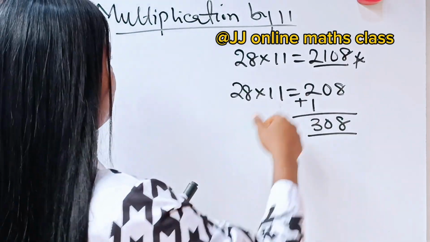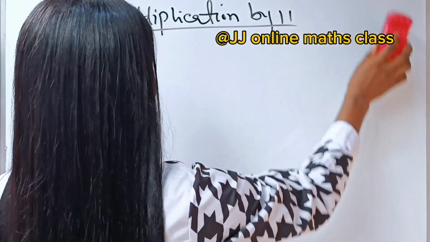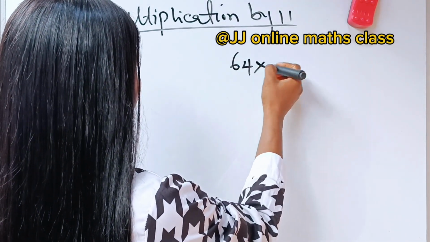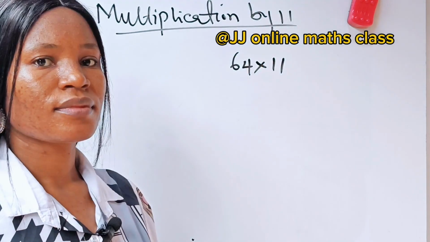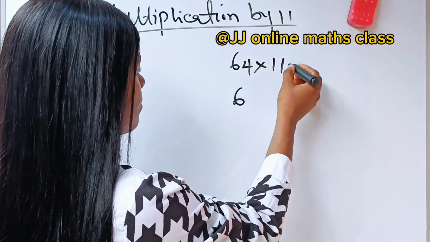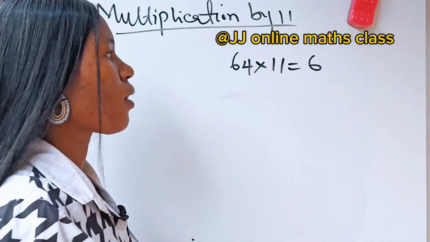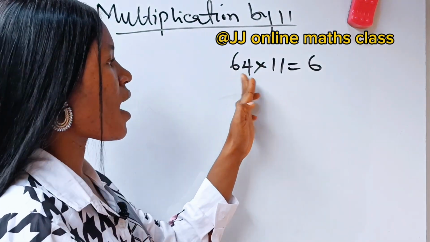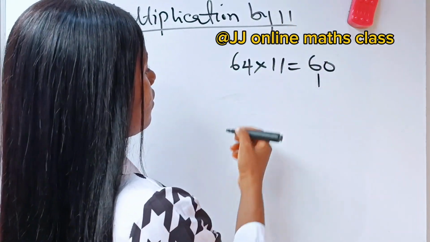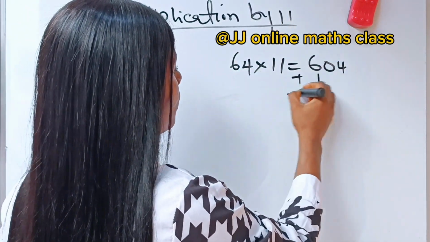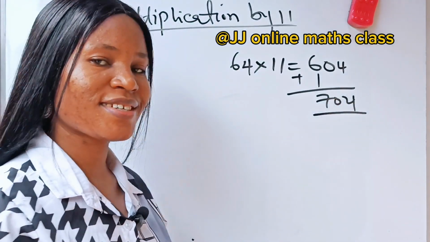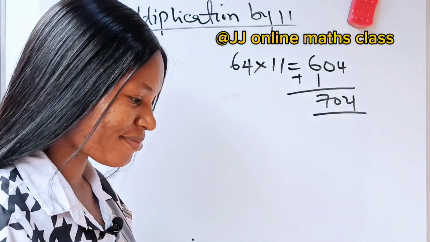Let's solve another example. Assuming you have 64 times 11. We are going to write 6, right? Then we are going to add 6 to 4, which is 10. You write 10. Then you repeat the last number and you add. You are going to have 704, which is the solution.